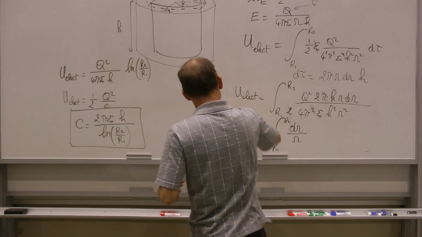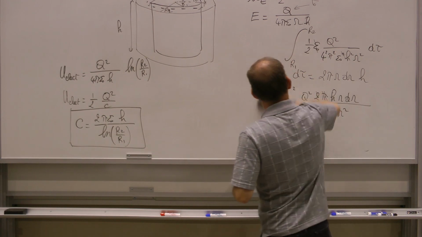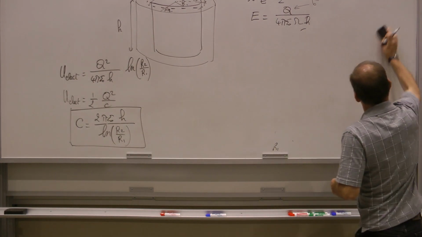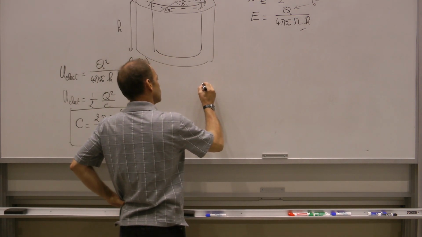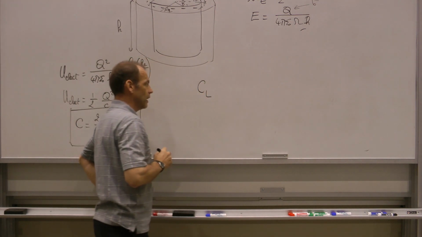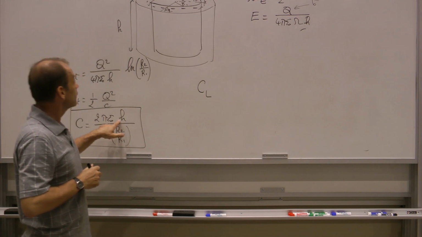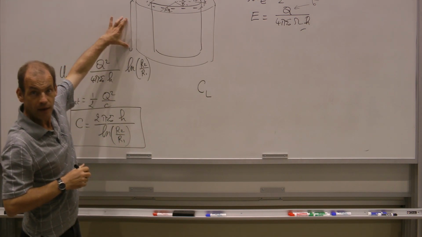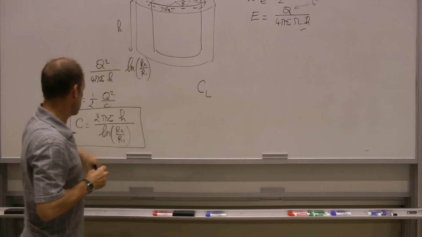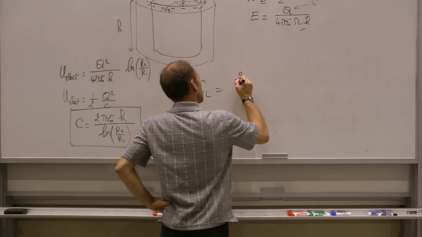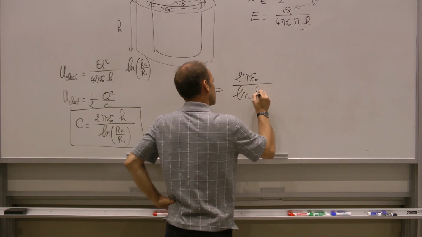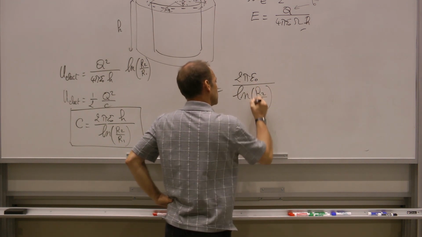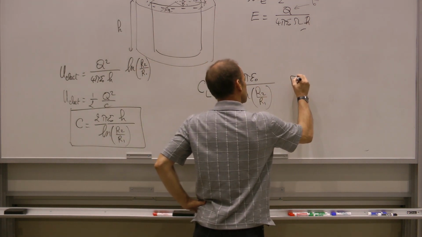Notice that very often, from a practical perspective, we're interested in the capacitance per unit of length. So C per unit of length, CL. So that means per unit of length of this cylinder. So we divide by h, and that becomes 2 pi epsilon 0 divided by ln of R2 over R1. And this is in farad per meter.